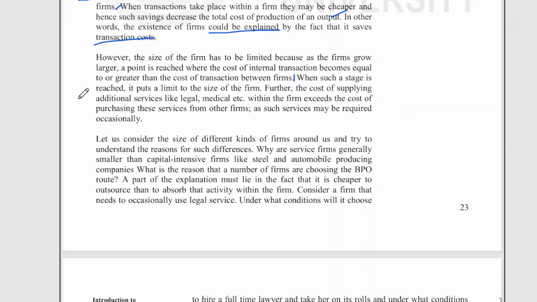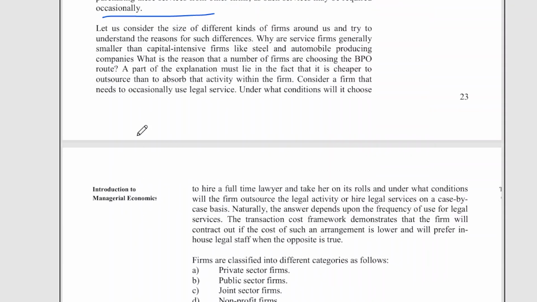Further, the cost of supplying additional services like legal, medical, etc. within the firm exceeds the cost of purchasing these services from other firms, as such services may be required only occasionally. Let us consider the size of different kinds of firms around us and try to understand the reason for such differences.